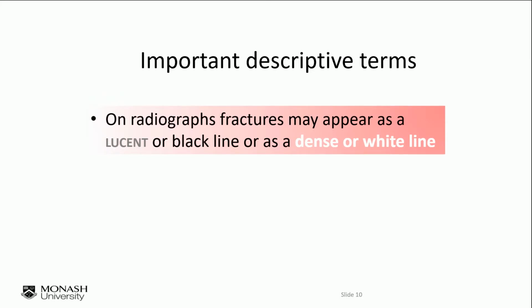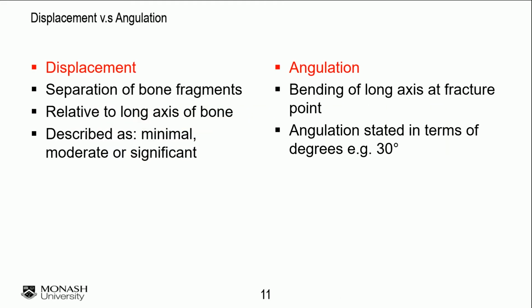So the descriptive terms are important. X-rays can appear as a lucency, or as a black line, or as a dense or white line. When describing fractures, determine whether there's been any displacement, which means there's a separation of the bone fragments, and that separation is relative to the long axis of the bone. And if needed, describe whether the displacement is minimal, moderate, or significant.